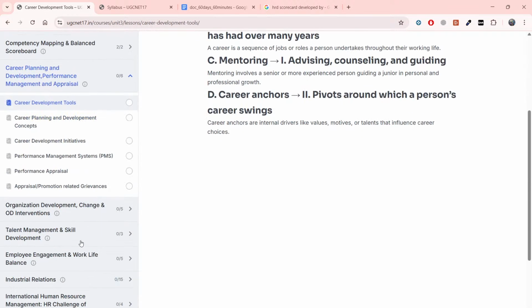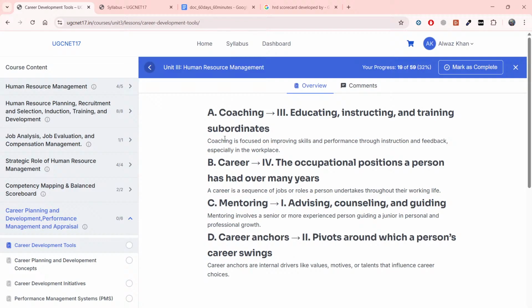Next comes career development tools. Career: the occupational position a person has had over many years. Coaching is used for improving skills and performance through instructions and feedback, especially in the workplace. Educating, instructing, and training subordinates is coaching. Mentoring: advising, counseling, and guiding. Mentoring involves a senior or more experienced person guiding a junior in personal and professional growth. Career anchors, pivots around which a person's career swings. Career anchors are internal drivers like values, motives, or talents that influence career choices.